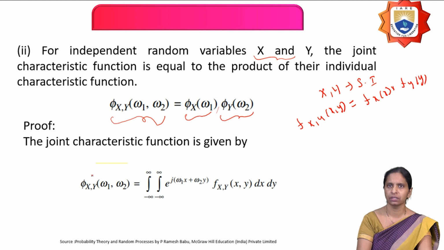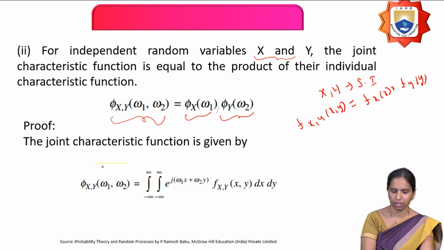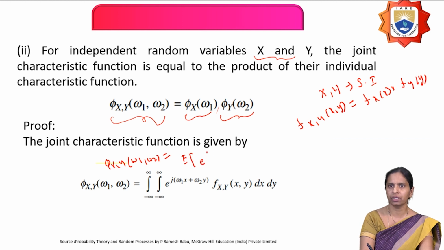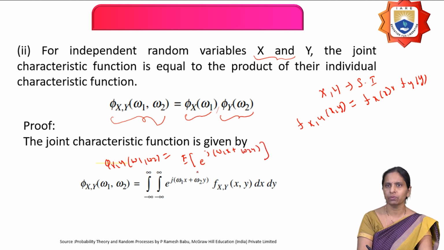Now, how do you prove this? So, what is the joint characteristic function? Phi xy of omega 1 comma omega 2 is equal to what? So, phi xy of omega 1 comma omega 2 equals the expectation of e power j into omega 1 x plus omega 2 y. Now, if you consider x and y as continuous random variables, then how can I write this? So, expectation of any function.